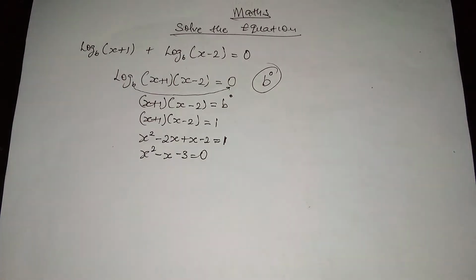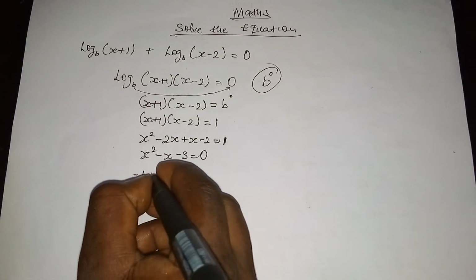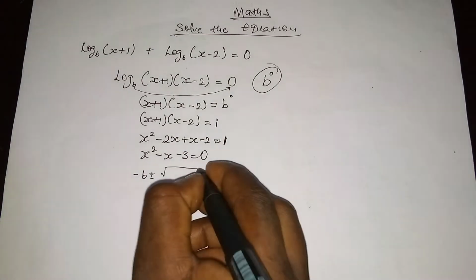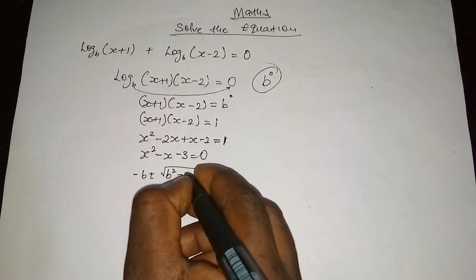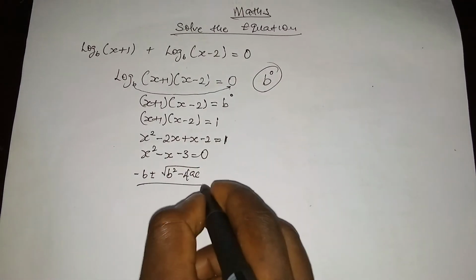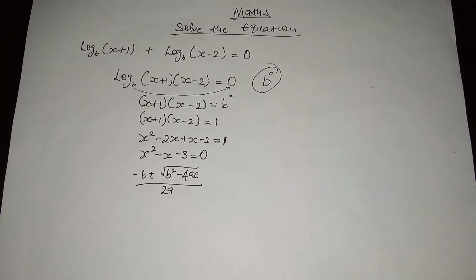So we are going to use the formula method. We are going to introduce the formula method of quadratic equation, which is minus b plus or minus root b squared minus 4ac all divided by 2a.